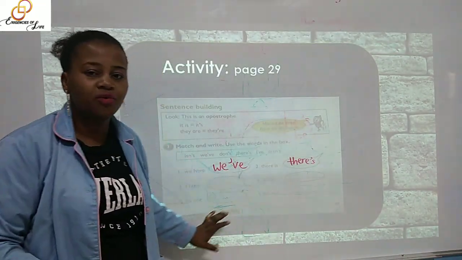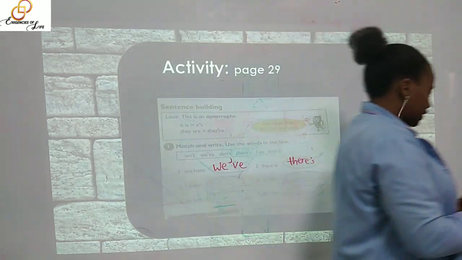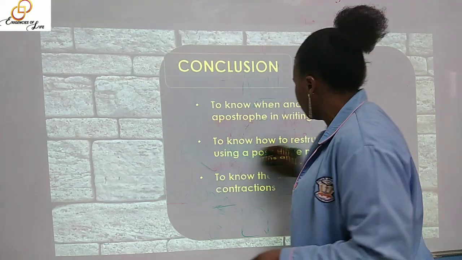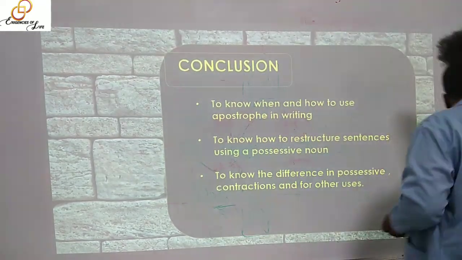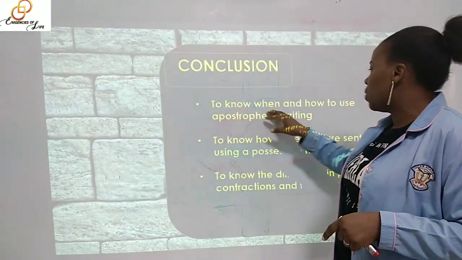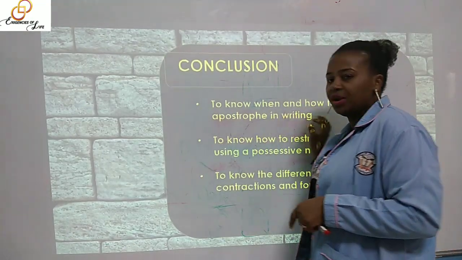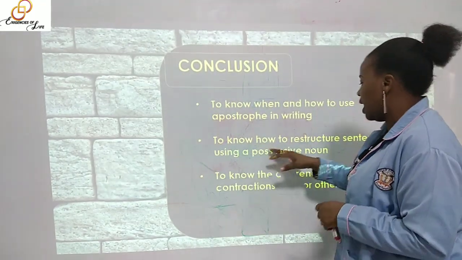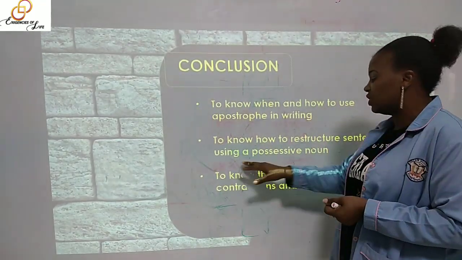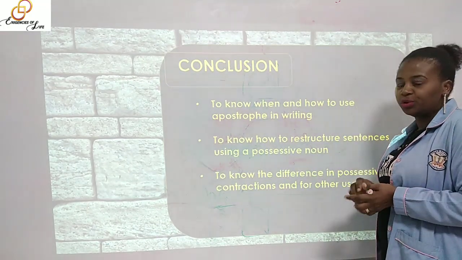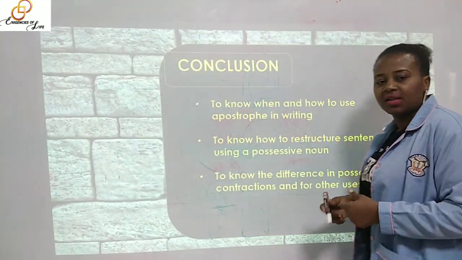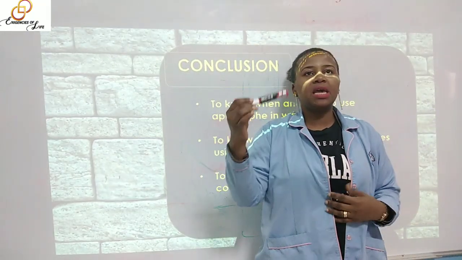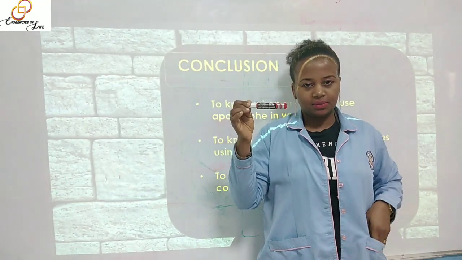So do the remaining two for yourselves and then bring it to school for your teacher to check. And this is our conclusion for today because we've come to the end of our class. So before we go, this is what we did to know when and how to use the apostrophe in writing, of which I showed you the illustration. Now to know how to restructure sentences using a possessive noun, I showed you the boy's hat, the girl's balloon, Miss Patience's pen. Like I say, make a statement with this pen.